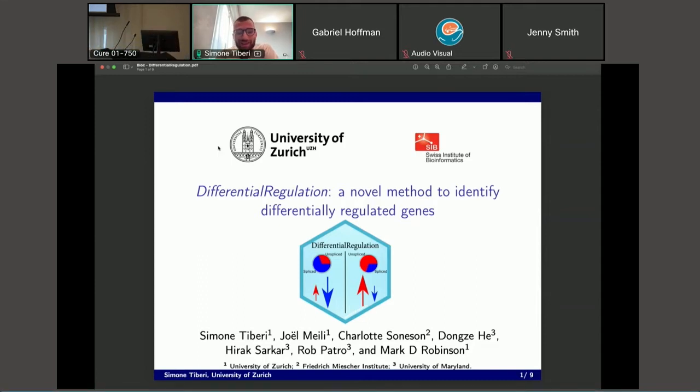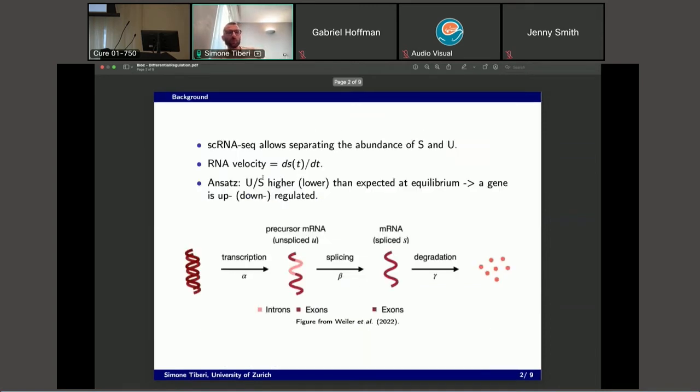I am Simone. I am a postdoc in Mark Robinson's lab in Zurich, and I am a statistician, so I develop statistical methods in general in computational biology and in particular in bioinformatics. So this one is called differential regulation. It's a method for single-cell RNA-seq data, which we've actually done jointly with a bunch of people from Mark's lab, but also Rob Patro's lab.